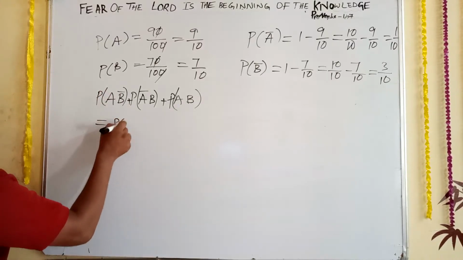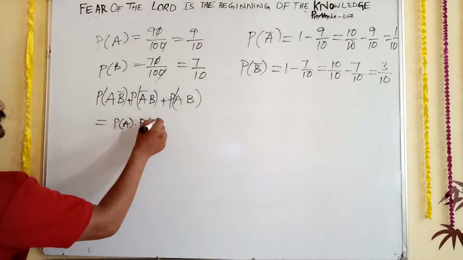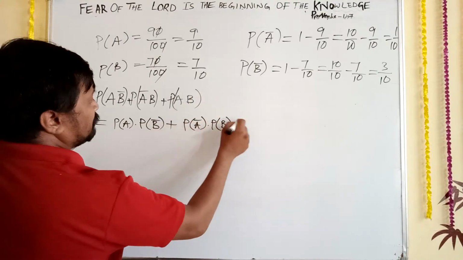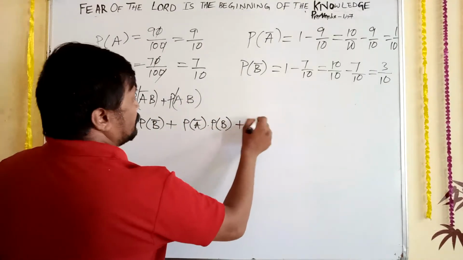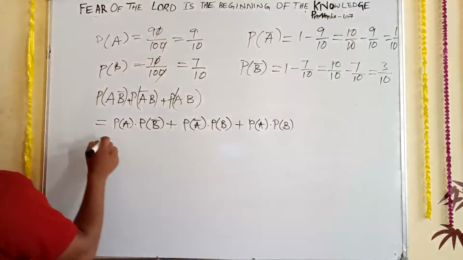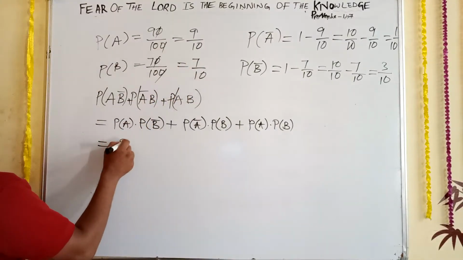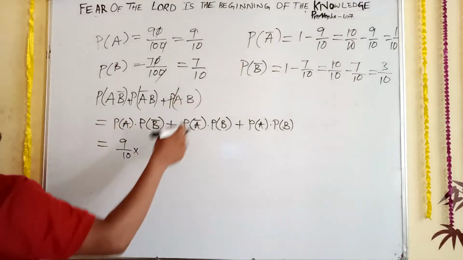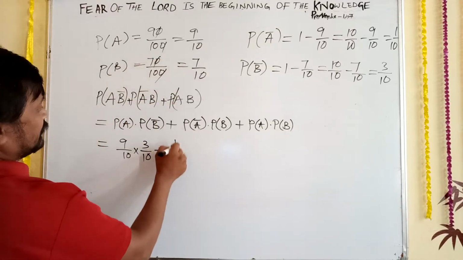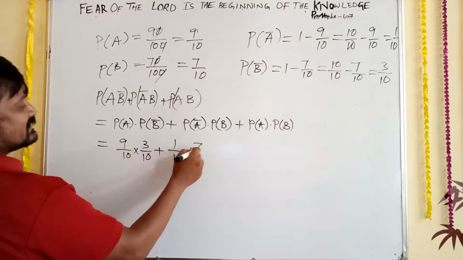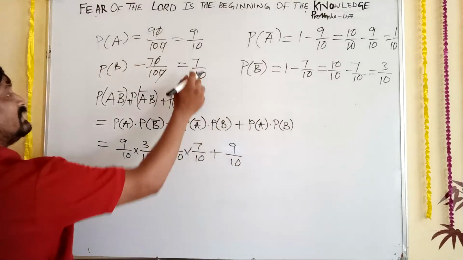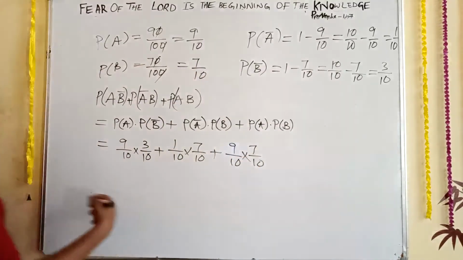So this is our required probability. We can write this as P of A into P of B naught, plus P of A naught into P of B, plus P of A into P of B, by using the multiplication property. I think all values are here, just substitution only. P of A is 9 upon 10, into P of B naught, which is 3 upon 10. P of A naught is 1 upon 10, P of B is 7 upon 10. P of A is 9 upon 10, P of B is 7 upon 10. Just multiply it.